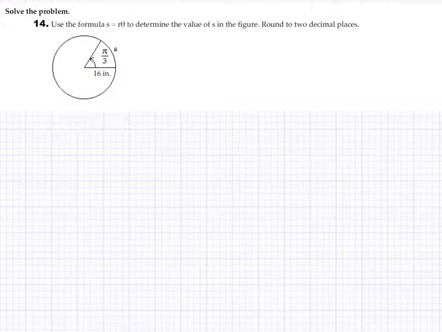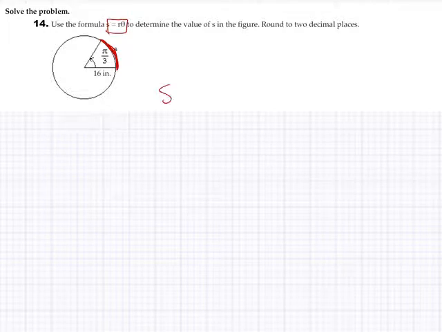So here we want to find the measure of the arc length. The arc length is the distance around the outside of the circle. So we want to find this distance here. The way we find that is by using this formula, S equals R times theta. The key to using this formula is theta has to be in radians. If theta is not in radians, you need to convert it to radians.